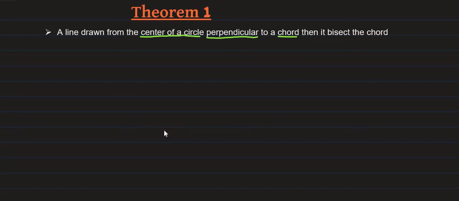If a line is perpendicular to a chord, it means 90 degrees. Now let us prove theorem number 1.